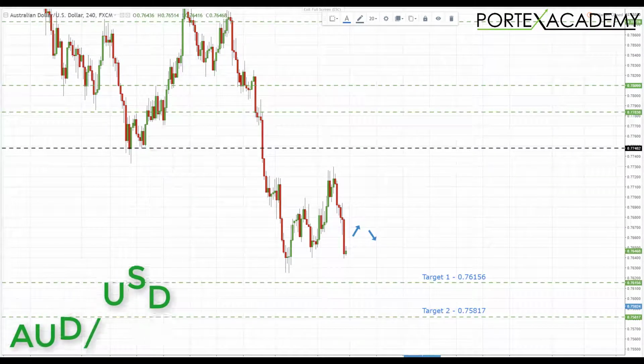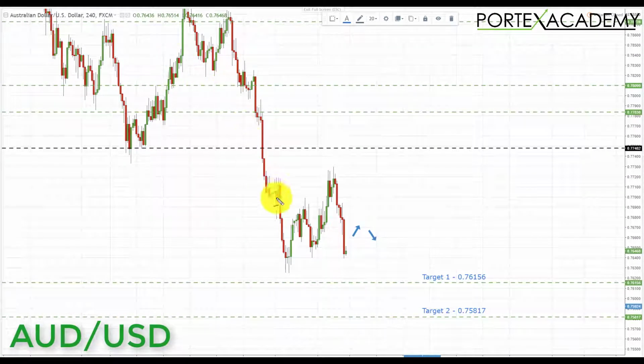The next pair we're going to look at is the Aussie US dollar. Now last week we started with the Aussie US dollar down in this area over here, and we said we were looking for a correction back towards the key area of broken support, possibly becoming resistance at 0.77482. And we said we were going to look for shorts down towards these targets and the next key areas of support to the downside in this pair.